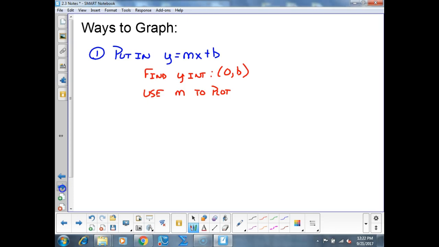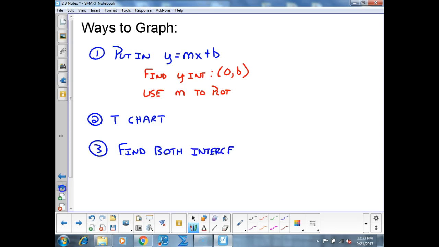Another way that we have to graph is we could use a t-chart. Another way that we have is finding both intercepts. So there's multiple ways. Remember that the y-intercept is where x equals 0. The x-intercept is where y is equal to 0.